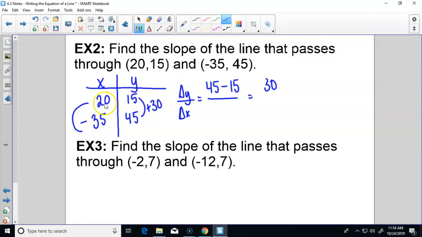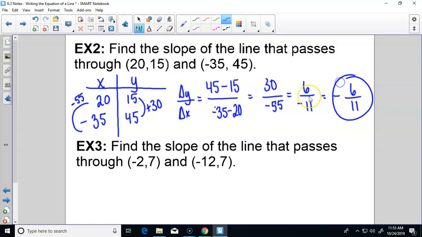The bottom is a little more difficult. You're going from positive 20 to negative 35. If you're having a little trouble figuring out what that is, you could do the bottom number, -35, minus the top number, 20. And when you do that, -35 minus 20 is -55. So on this side, we went down by 55. This will reduce. We could divide both of those by 5. That would give us 6 over -11. We could write that negative out front. So -6/11 would be our slope here.